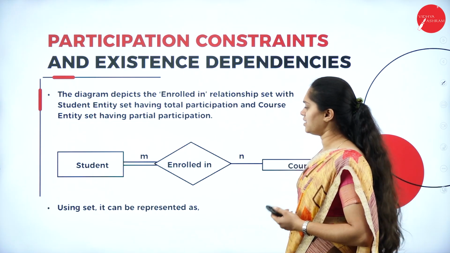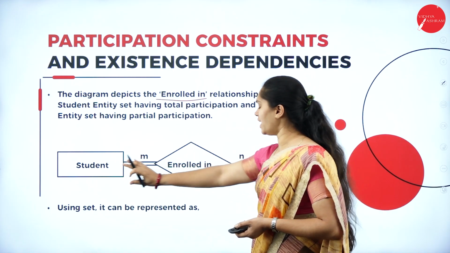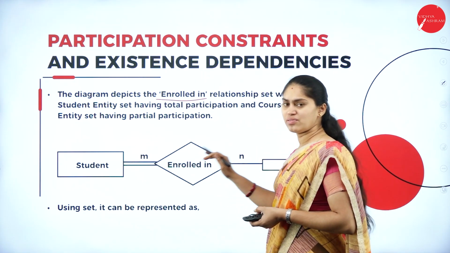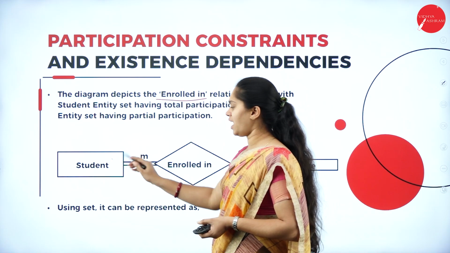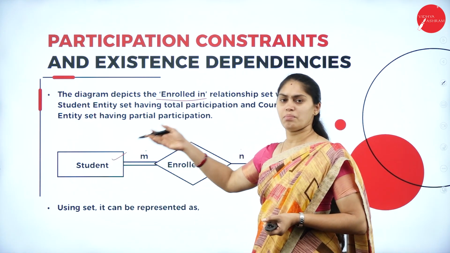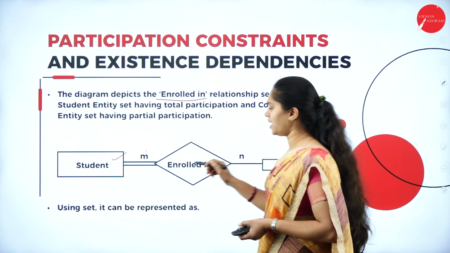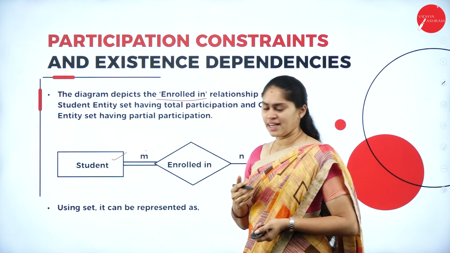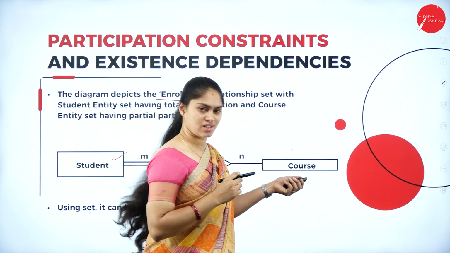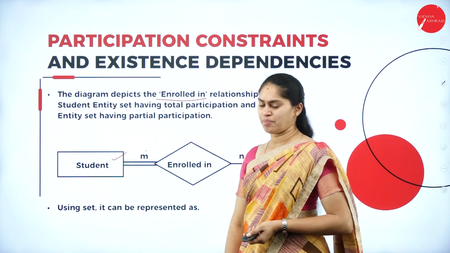We'll see the example here. This shows the relationship between the student and the course. How many students are enrolling for a particular course? What cardinality ratio do we have? Many to many. So n number of students are enrolled for any number of courses. Here we have a double line that indicates what? All the students are enrolled for certain courses. That is the cardinality ratio as well as the participation constraint.